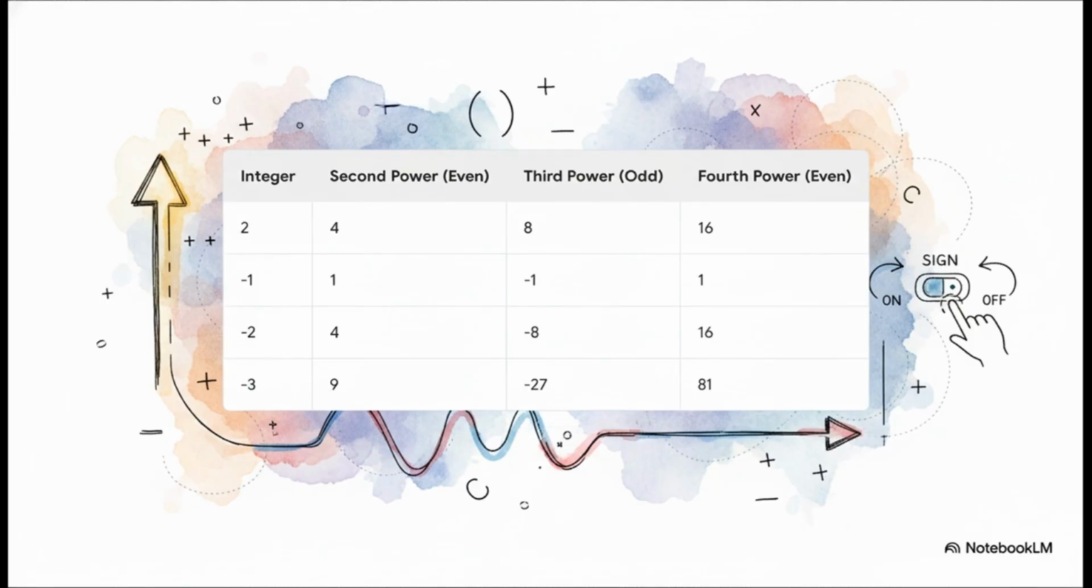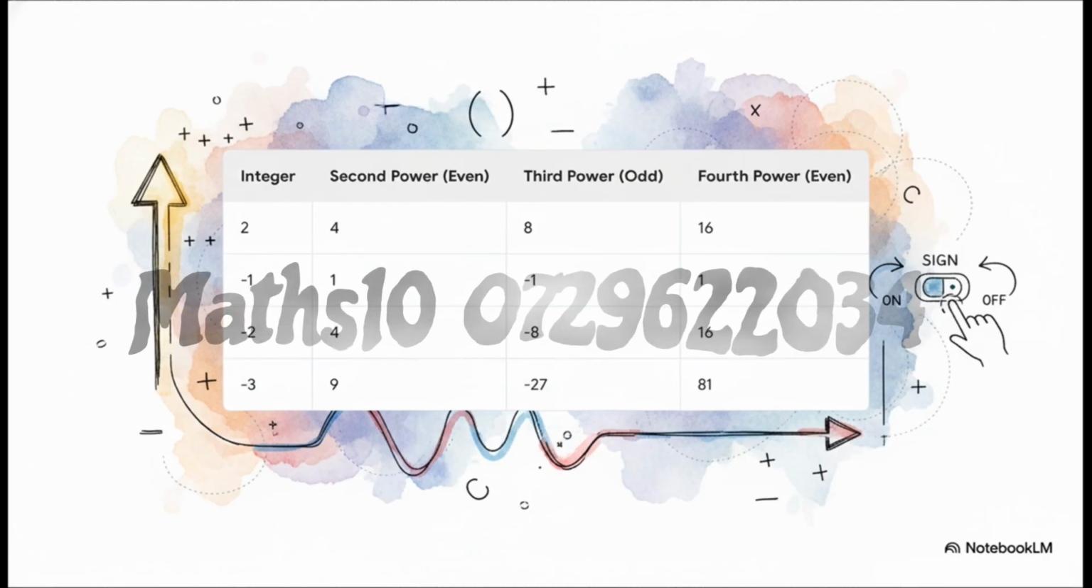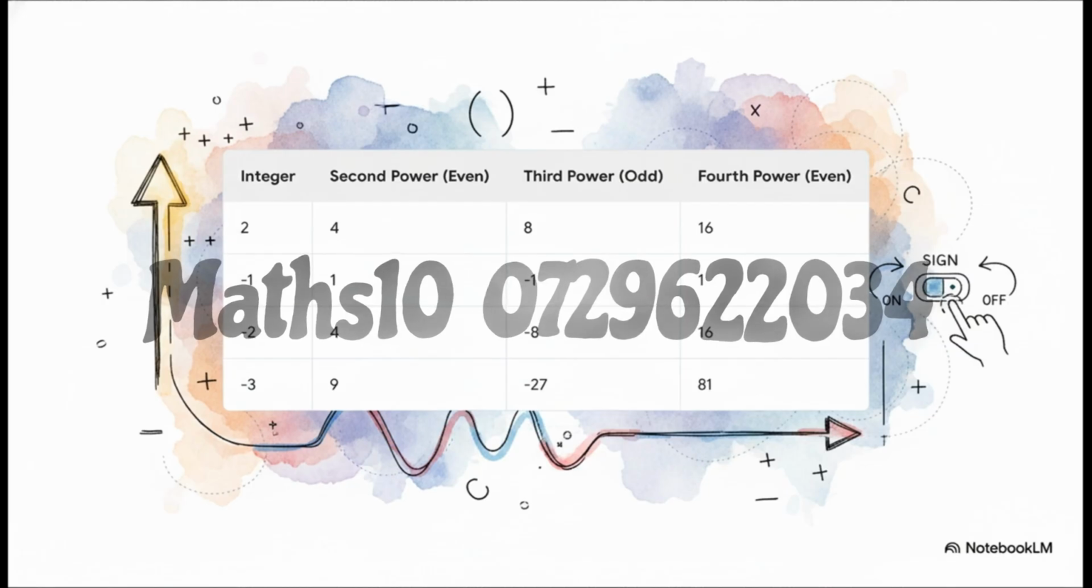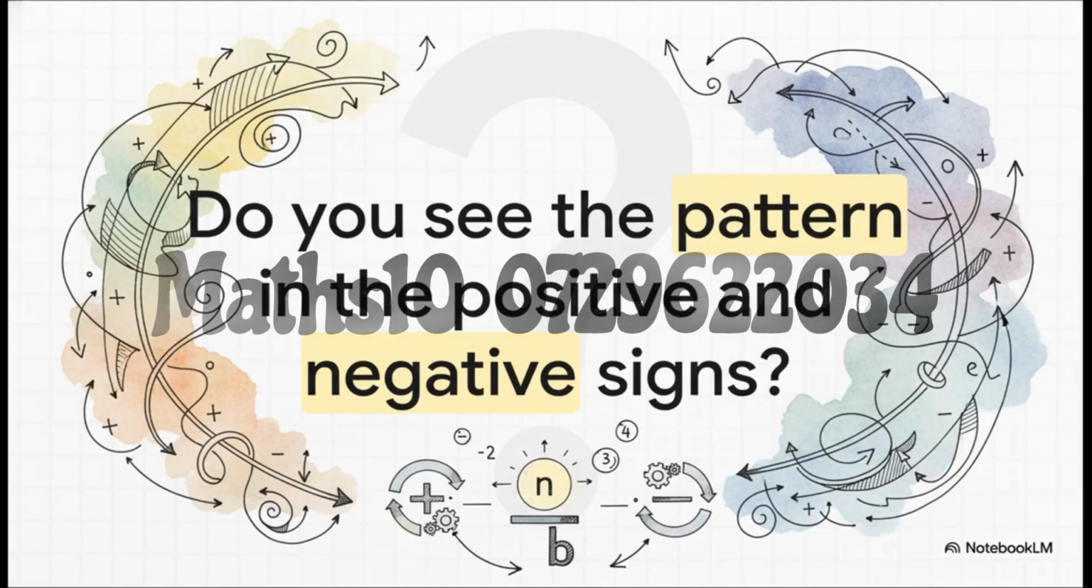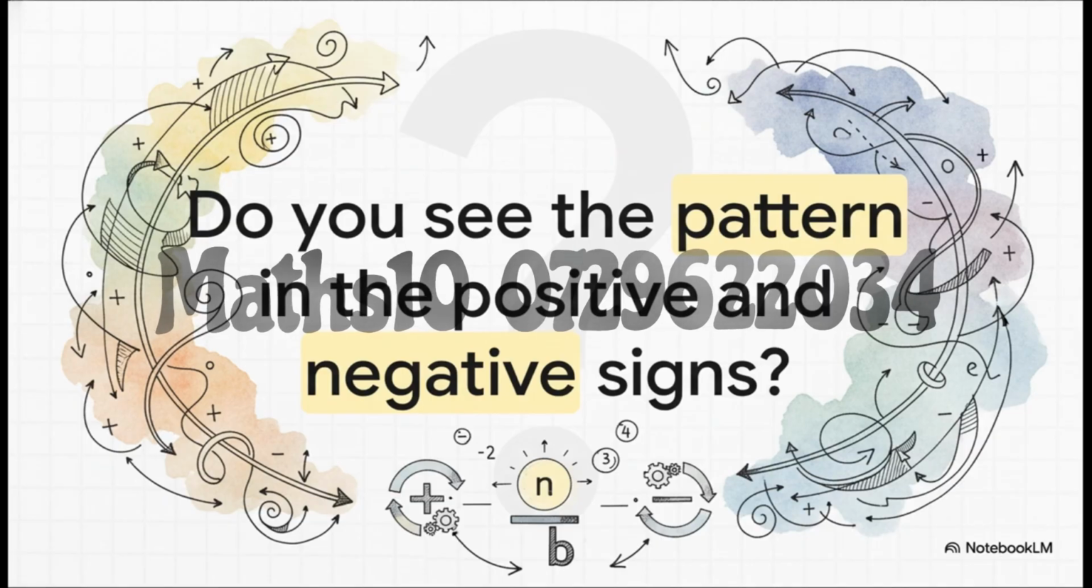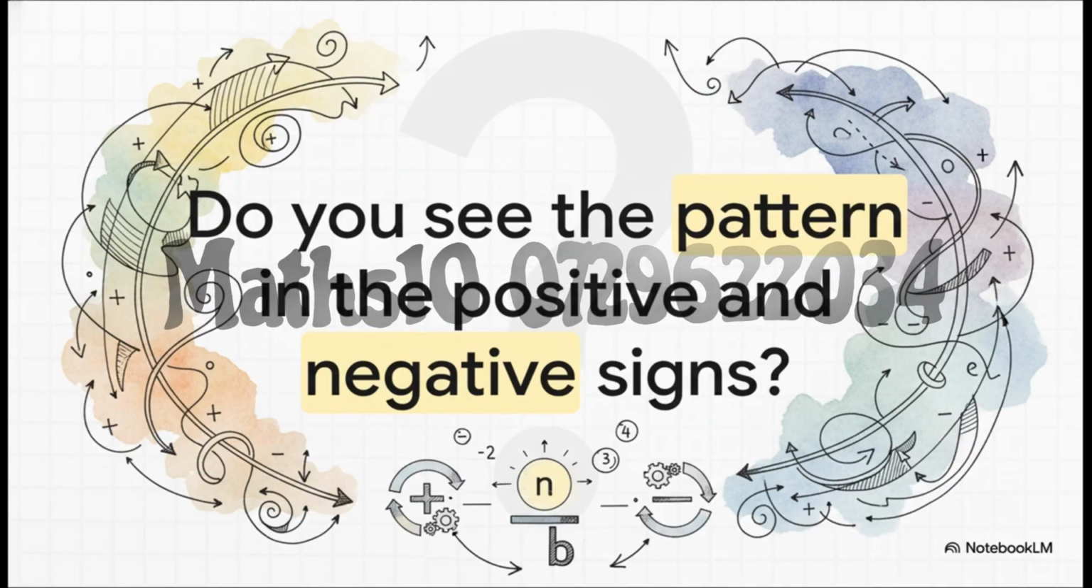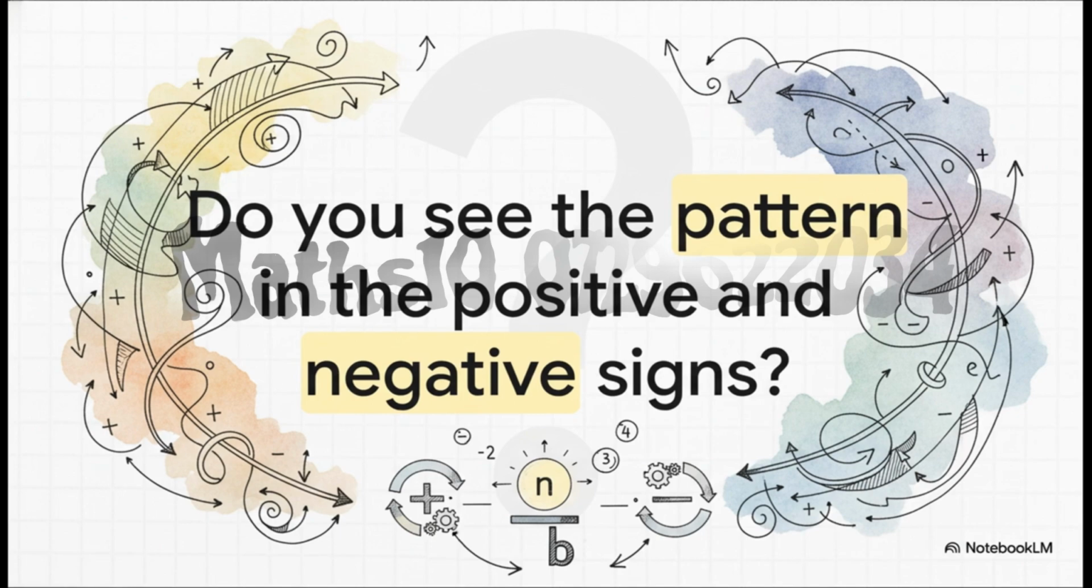For -1, the second power is +1, but the third power is -1. Same thing happens for -2 and -3. The sign just keeps flipping back and forth. So take a second. When does the answer end up positive and when does it stay negative? The clue isn't the base number itself, it's the index. Do you see the pattern?